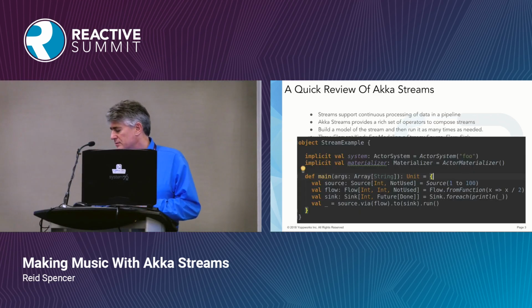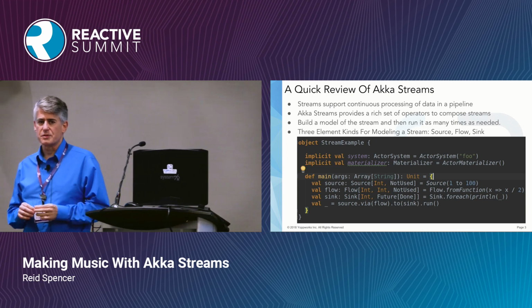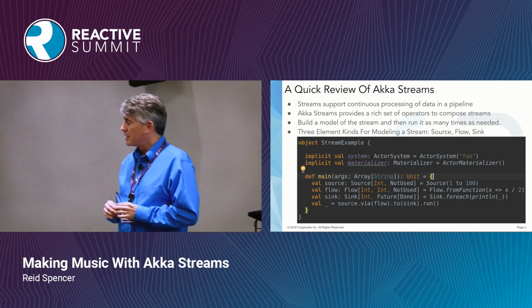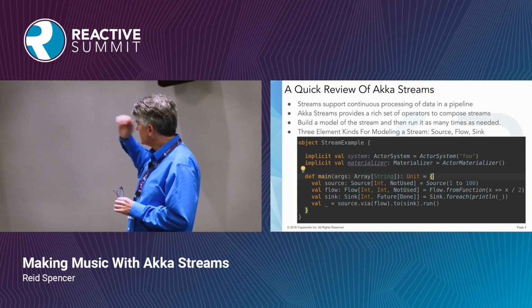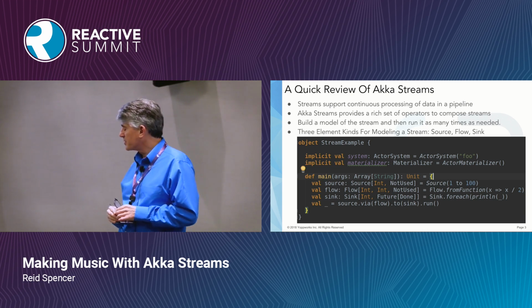So a quick summary of Akka Streams. There's basically three parts: sources, flows, and sinks. And I'm showing in Scala some definitions in this program where we have one source, one flow, one sink, and we hook them up together.